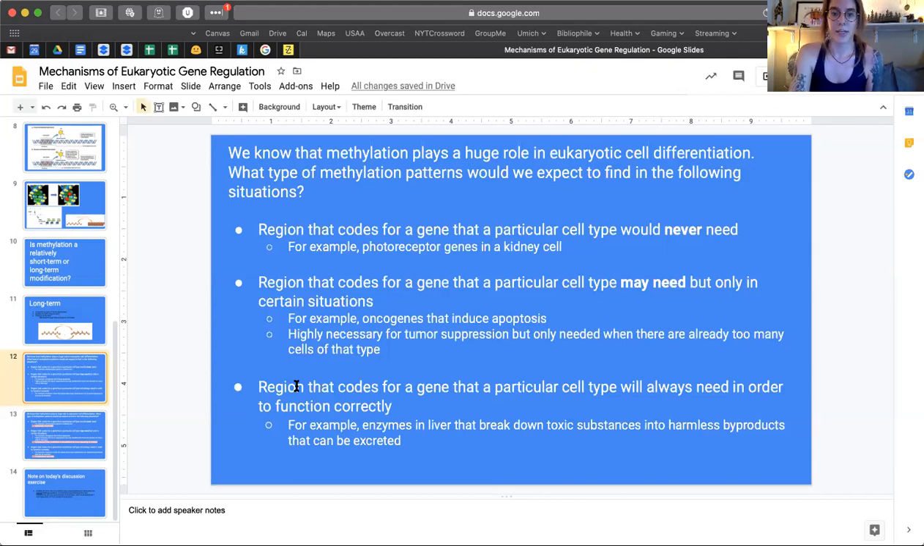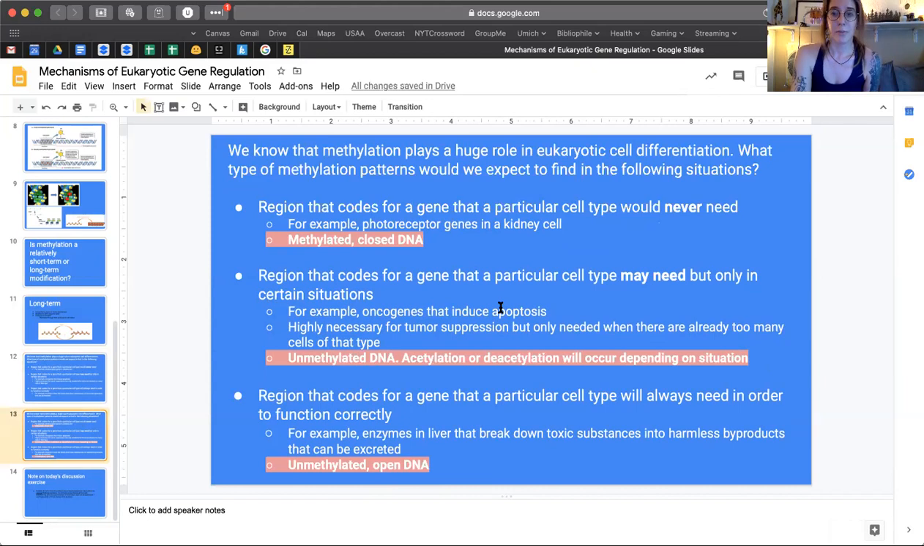So we can think, for example, here, the enzymes in a liver that are responsible for breaking down toxic substances into harmless byproducts that can just be excreted from your body. That's going to be really, really important, because that's essentially the function of our liver, is to help detoxify our body. So if we knock out these liver enzymes, then essentially you're knocking out the whole point of your liver. So try to predict what we would expect for the methylation patterns here.